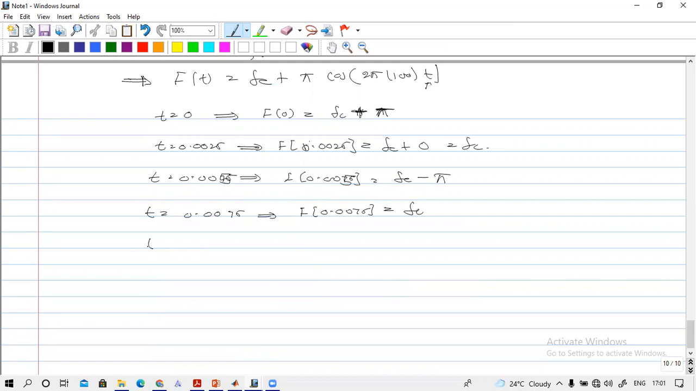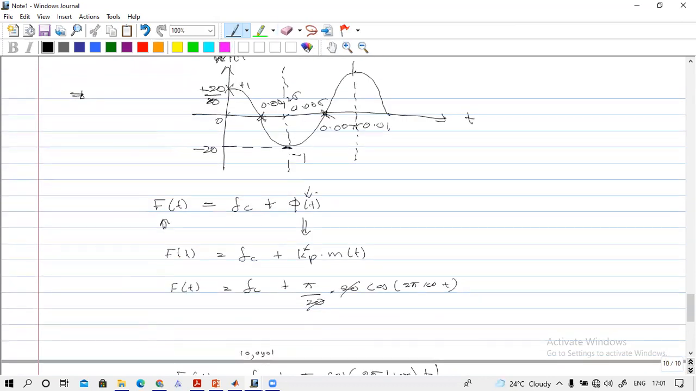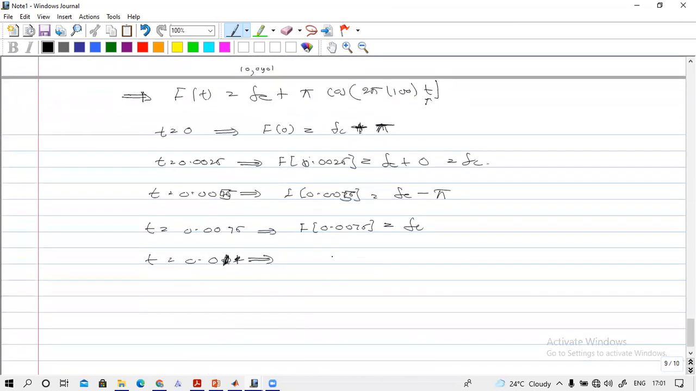Okay. So then at 0.01, sorry, 0.01. So at 0.01, what is the value? It is again plus 1. That means fc plus 5. So the instantaneous frequency at 0.01 is equal to fc plus 5. Yeah. So you have found 4 instantaneous frequencies.